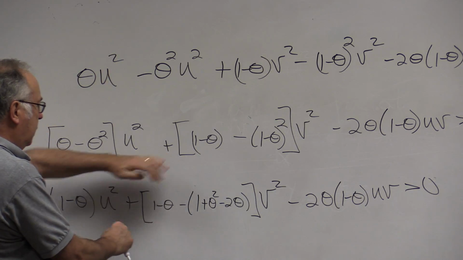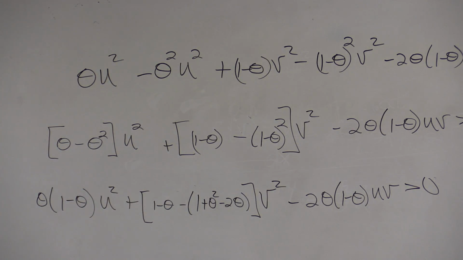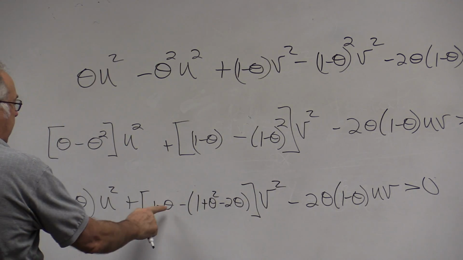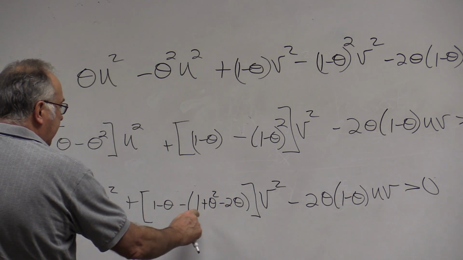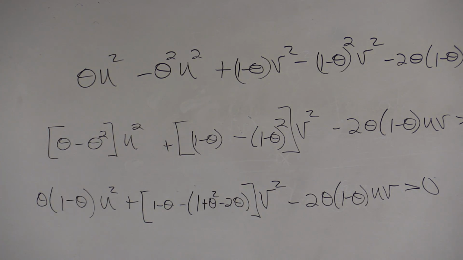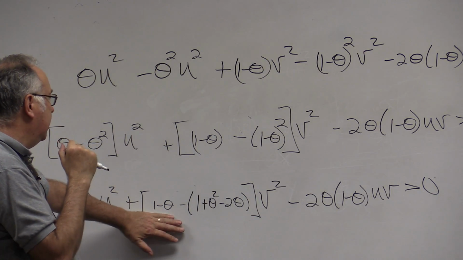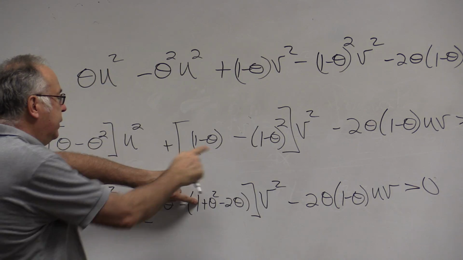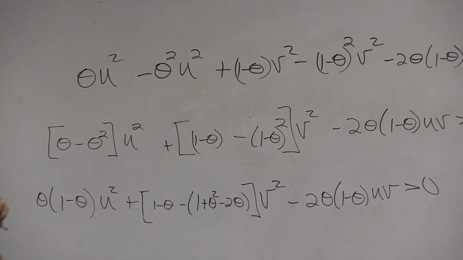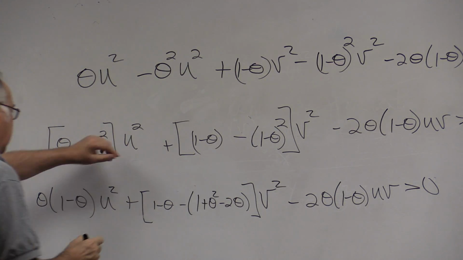Let's see, we have a, oh, actually, no, that's right. I've got that right. Okay, so what do we have here? We got a 1 minus a 1, so that disappears. We have a minus theta plus 2 theta, and then we have a 1. One minus theta, then we have a minus, we square this, we get 1 plus theta squared minus 2 theta. So that's right. So what does this simplify to?